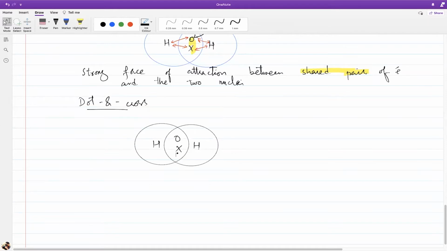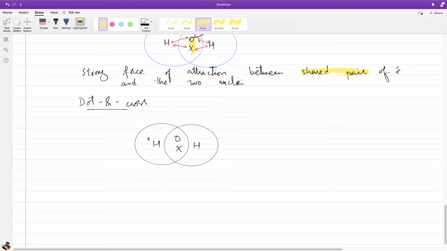Remember, these electrons are identical. It is not that their shapes are different. They are identical electrons. Just to show that one is from the left hydrogen, one is from the right hydrogen, we use different symbols. So this is one bond pair of electrons. Now, both of these hydrogens think that they have a complete shell.